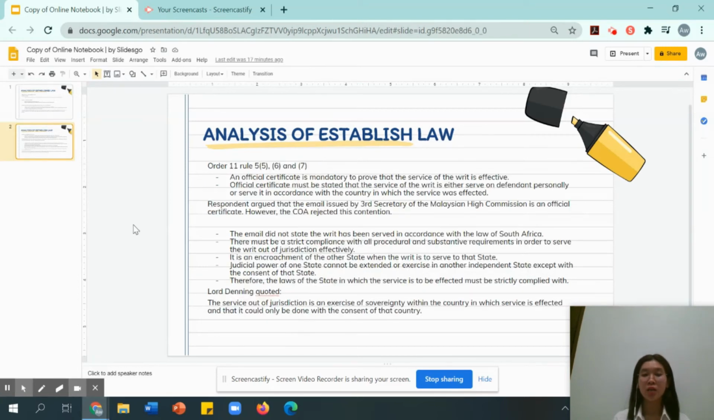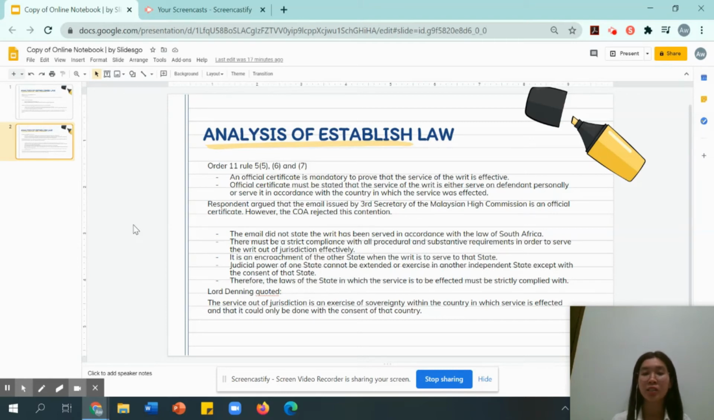Next, to prove that the service of the writ was effective, an official certificate must be produced. The official certificate must state that the service of the writ was either served on the defendant personally or served in accordance with the law of the country in which the service was effected.